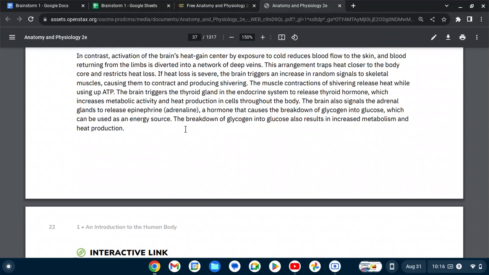The brain triggers the thyroid gland in the endocrine system to release thyroid hormone, which increases metabolic activity and heat production in cells throughout the body. So the cold therapy, so they're doing the cold shower, is actually a good thing.